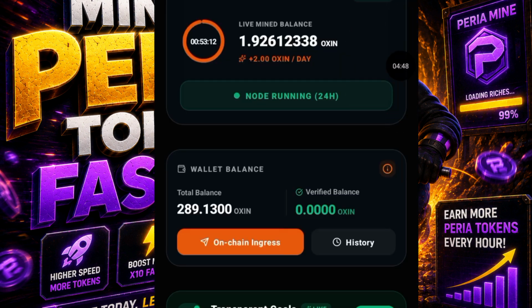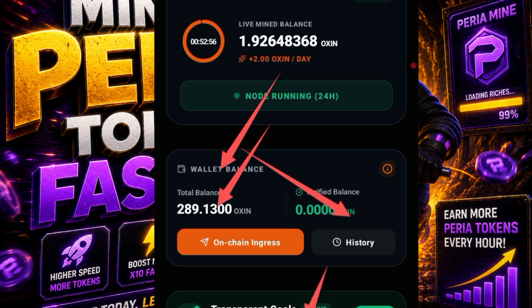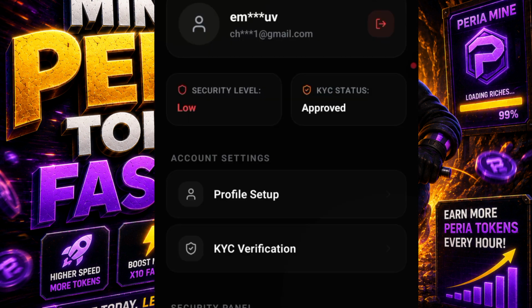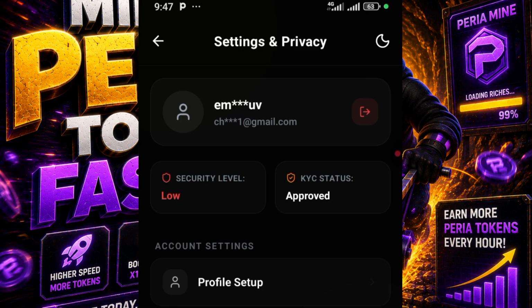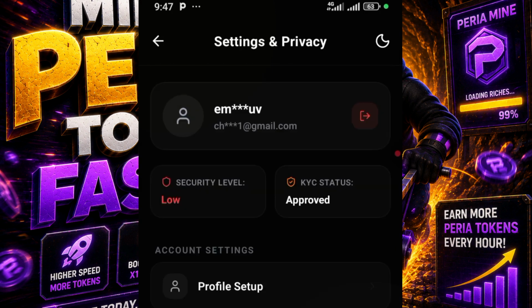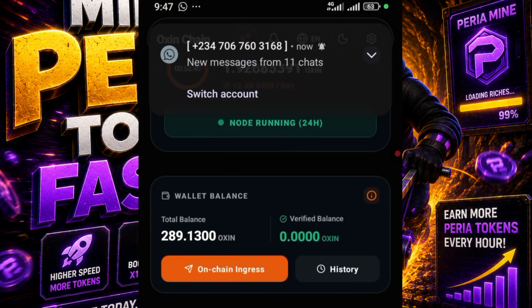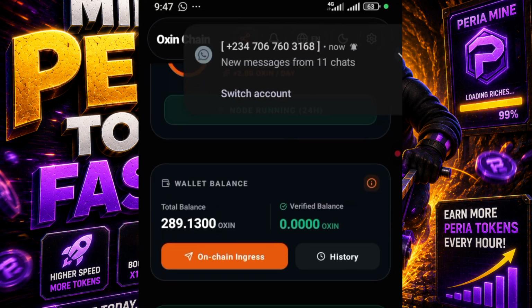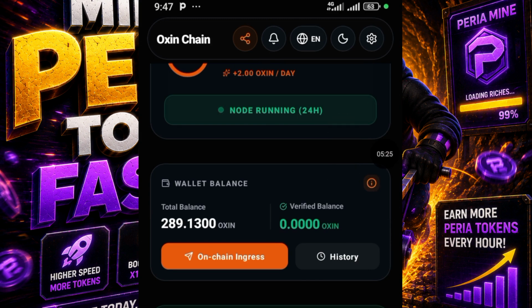Let me show you what I'm talking about. So this is the Oxin balance that they are talking about. This one, you can't do anything with it. So during the KYC phase 2, you'll be able to transfer this balance to this verified balance, and it is the verified balance that you'll be able to send to your Oxin wallet. So if I tap on this one, you can see it says security requirement. You can see I can't transfer it.